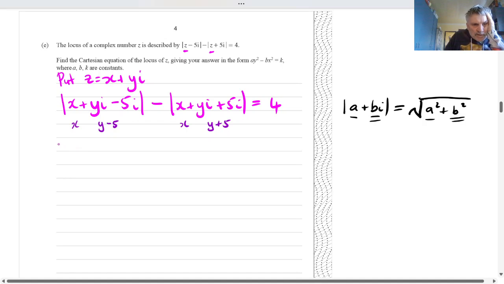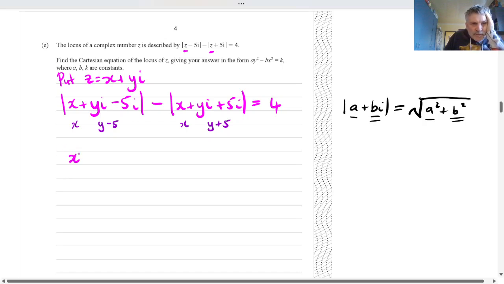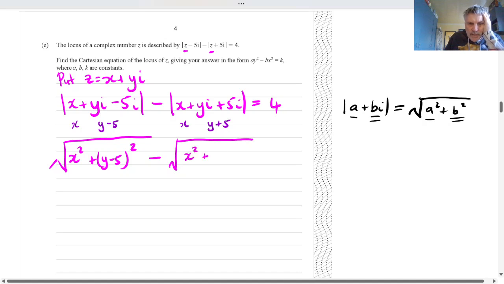So what do we get? We're going to get the square root of x squared plus y minus 5 squared, minus the square root of x squared plus y plus 5 squared, equal to 4.